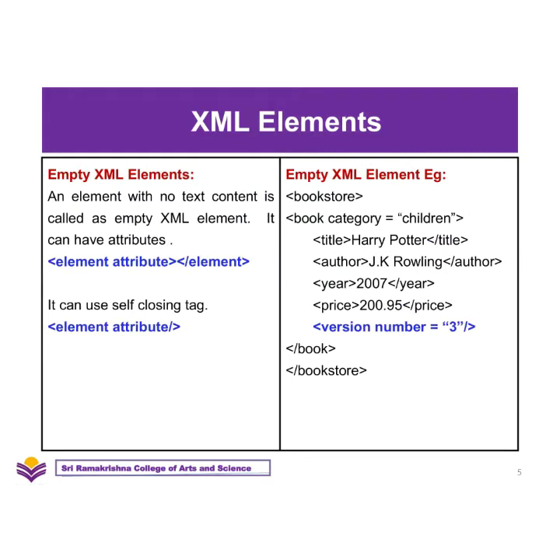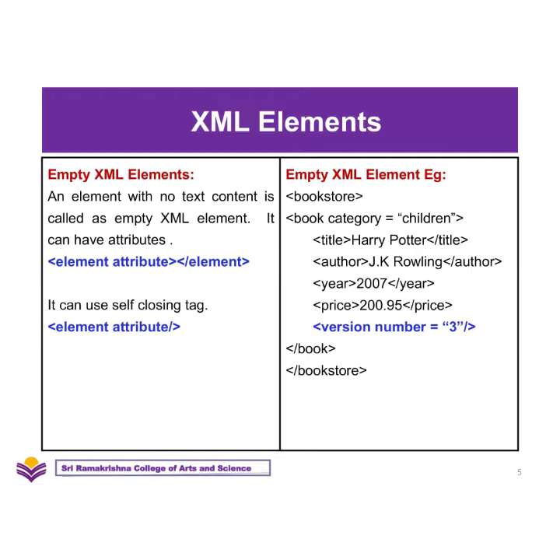An element with no text content is called as empty XML element. It can have attributes and use self-closing tag. The right hand side shows an example for empty XML element. In the example, element version is an empty element that uses self-closing tag with number is equal to 3 as an attribute.